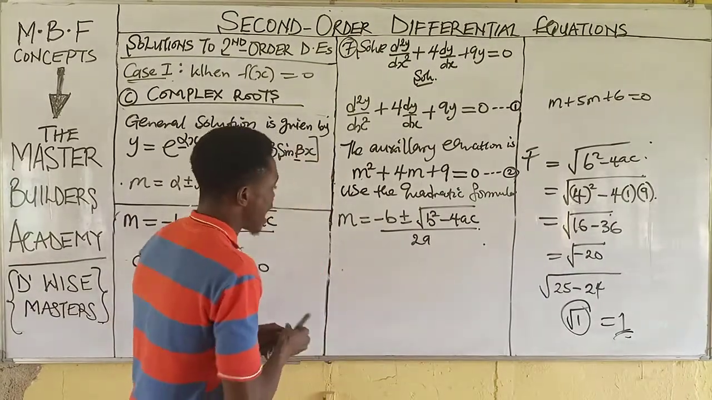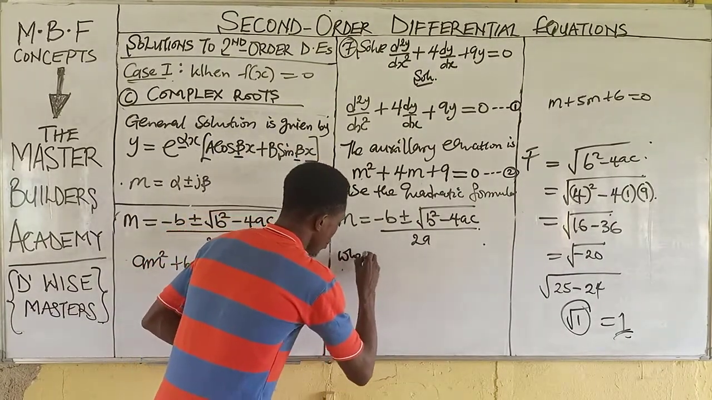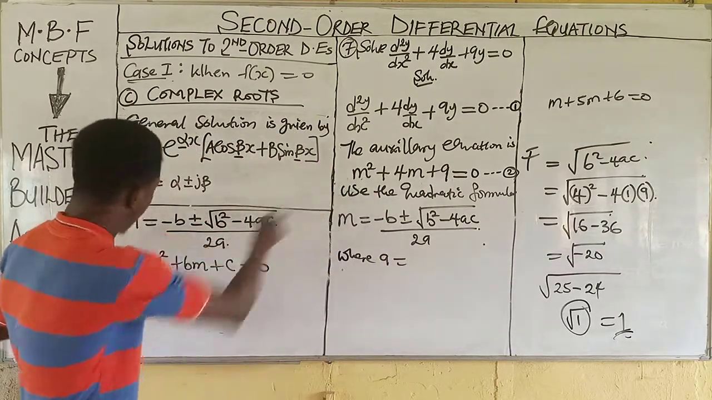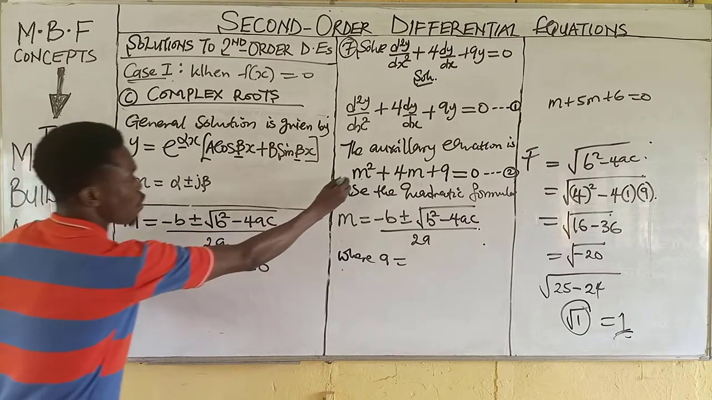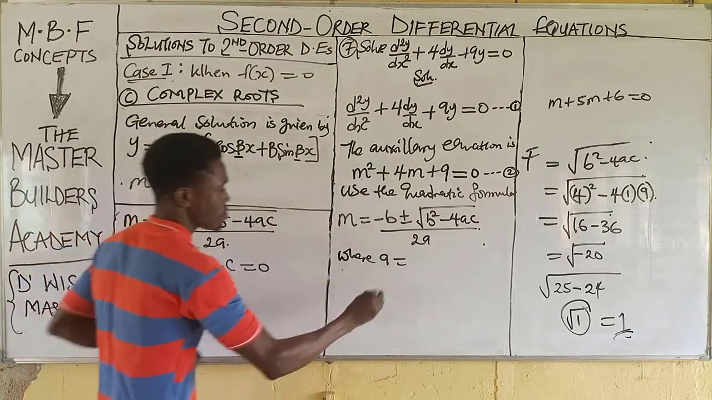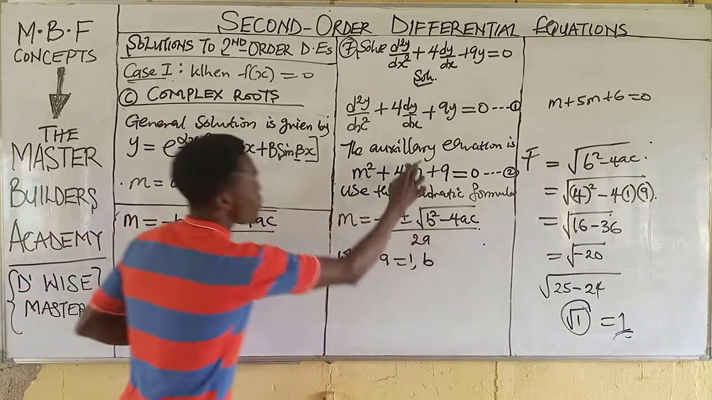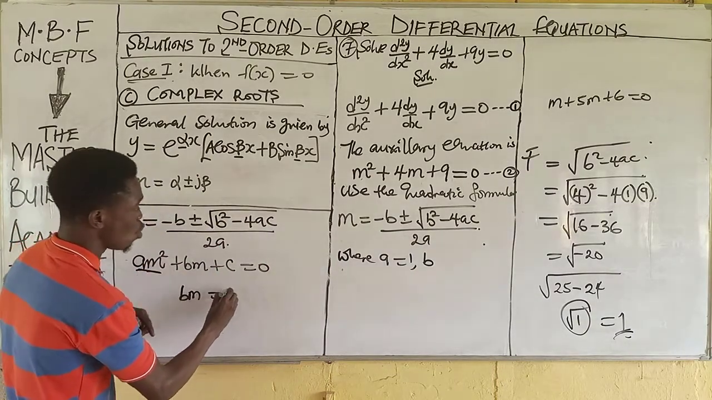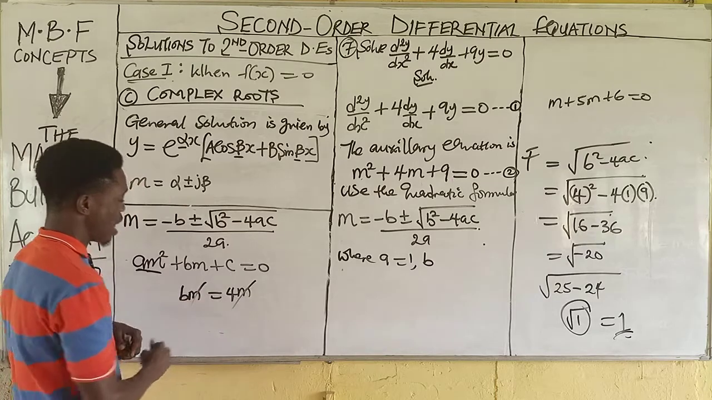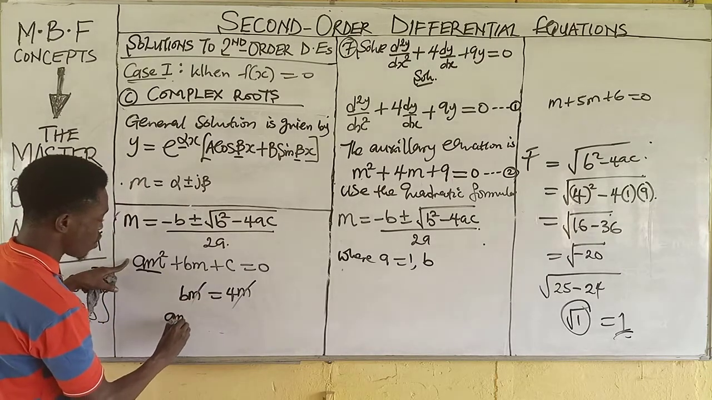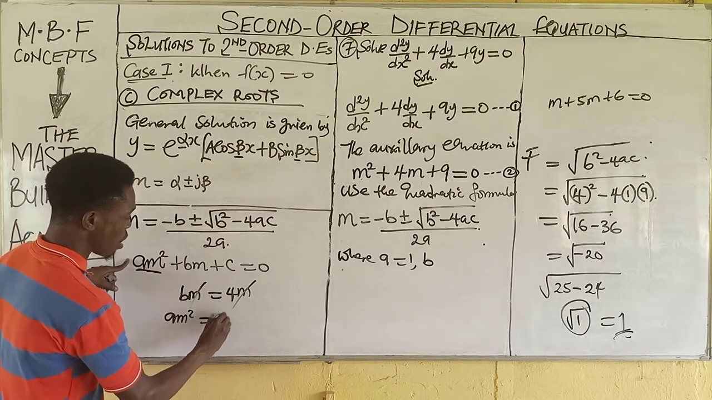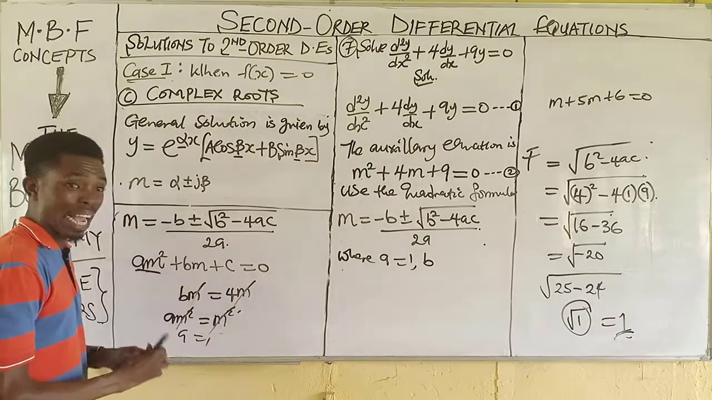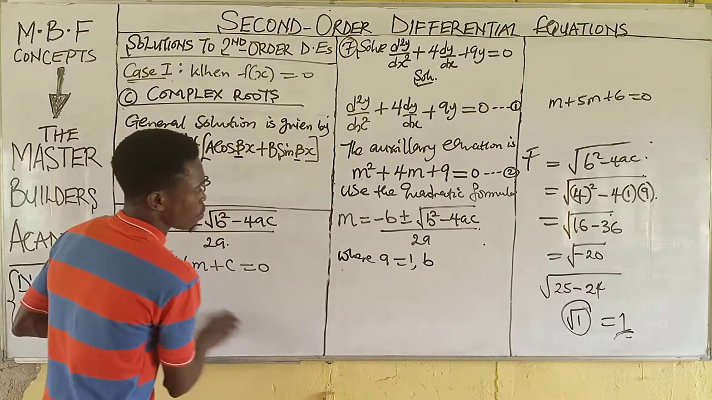Now, where A is concerned, when we compare this and this, look at the coefficient of m square here, it is 1. So A is 1. Then when we compare the other terms, you can equate them: Bm is equal to 4m, so m cancels m. In the same way, am square is equal to m square, so m cancels m and a is equal to 1. You can decide to do it this way by comparison, but let's just be fast.